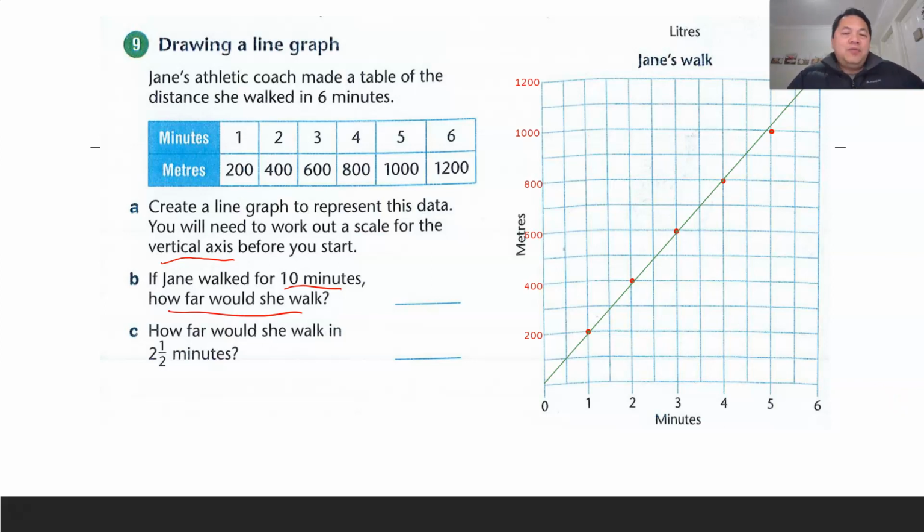Just find out, based on the pattern, by 10 minutes how many meters you would have walked. Easily. And then from there it asks, what about 2.5 minutes? Where is 2.5 minutes? Somewhere around here. So how far did she walk? I'm sure you can make a guess again.